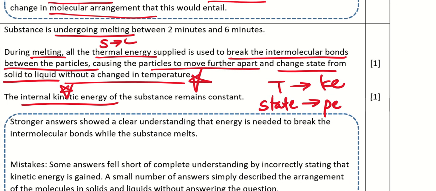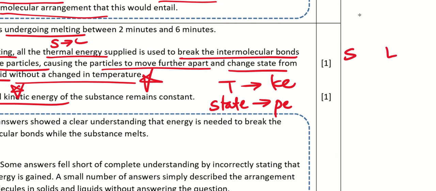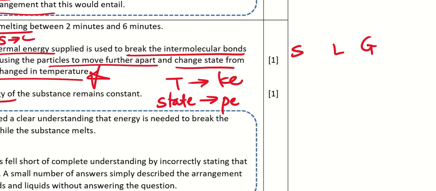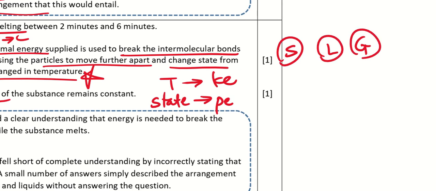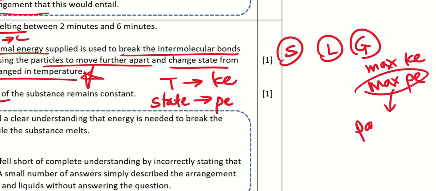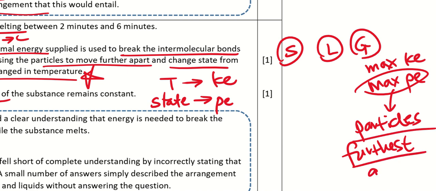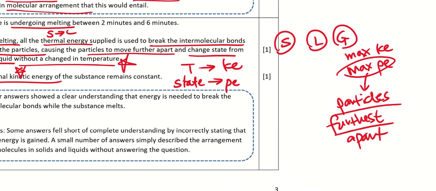And just to do a very quick recap: solid, liquid, gas. If you still do not know this, please write this down. Solid, liquid, gas. Gas has the maximum kinetic energy. It also has the maximum potential energy, because the particles are the furthest apart. So if you do not know this, please write this down.